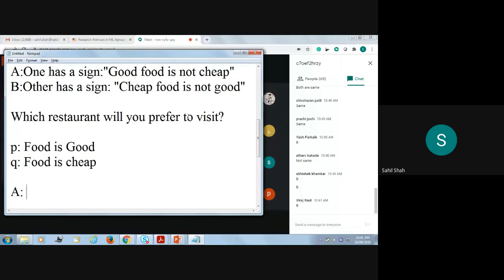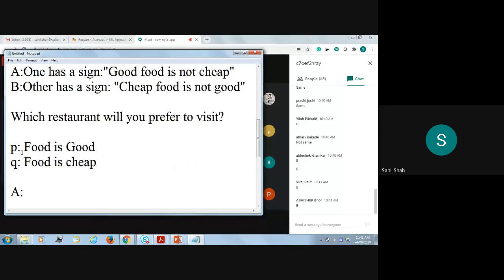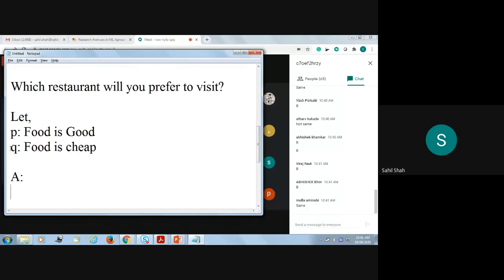You will be given a question in this format. If you are appearing for the GATE examination or some examination required for higher education, then you will see a couple of questions related to this category. They will not directly ask you to construct a truth table. They will give you sentences and ask you to infer meaning out of them. So this is inferring a meaning. Let us denote good food is not cheap in symbolic representation. I have taken let P denote food is good, let Q denote food is cheap, and let me now represent them using symbolic notation.